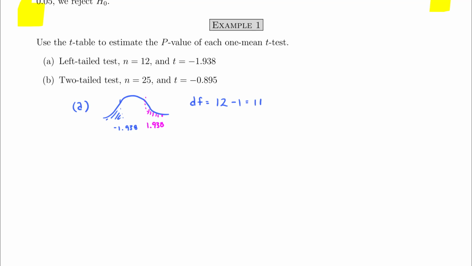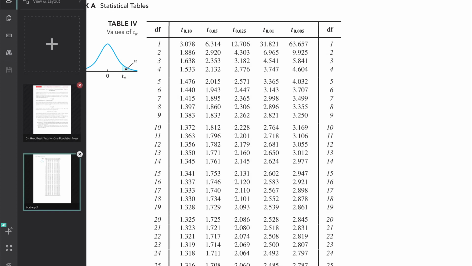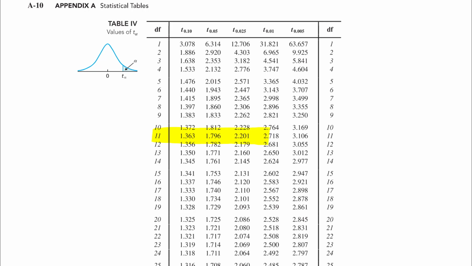So if we refer to the t-table and we are looking for the degrees of freedom is 11, so that's this row right here, and we're trying to find the value of 1.938, it lies between these two values right here. Now, the t-table is not very precise. We have to make approximations based off of what information we're given on the t-table. So we know then that the area under the curve that lies to the right of 1.938 is somewhere between 0.05 and 0.025.